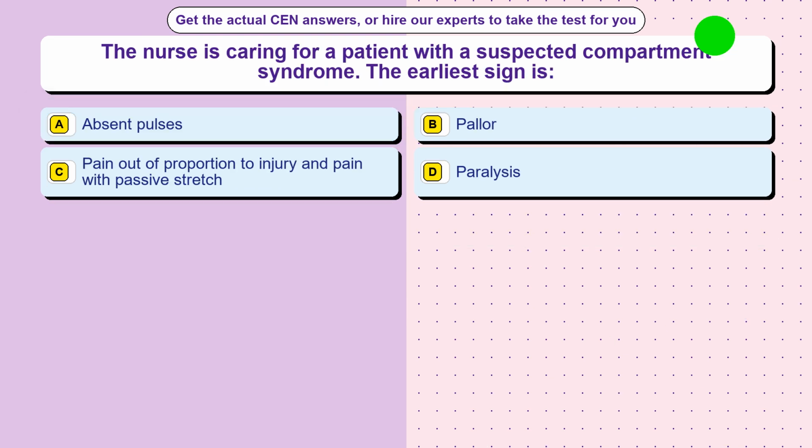Question 17. The nurse is caring for a patient with a suspected compartment syndrome. The earliest sign is: Option A, absent pulses. Option B, pallor. Option C, pain out of proportion to injury and pain with passive stretch. Option D, paralysis.